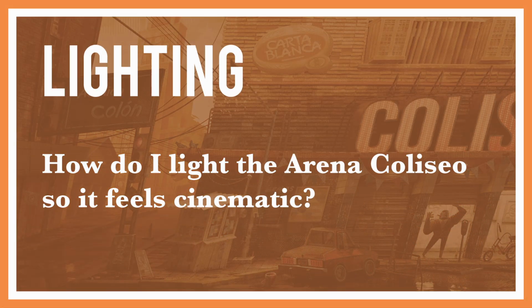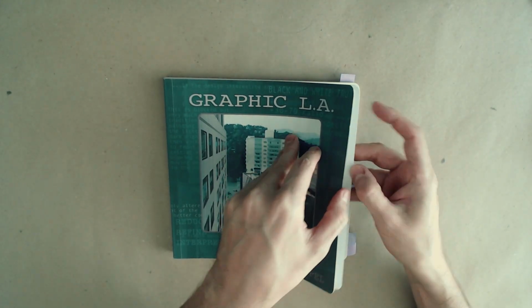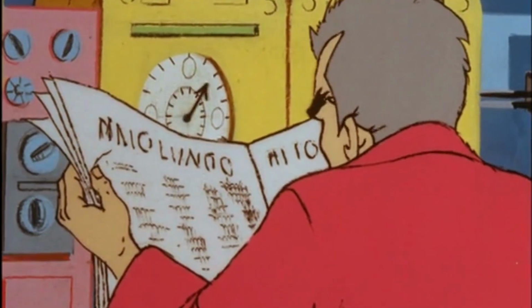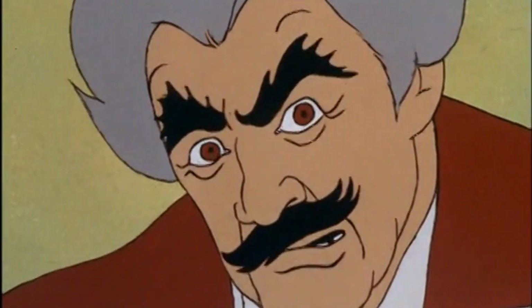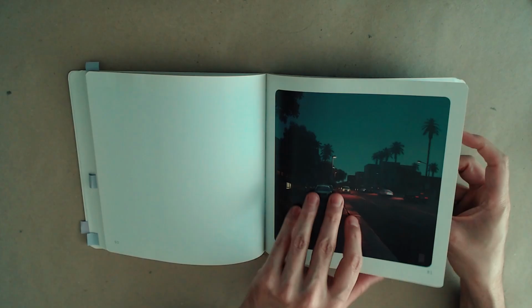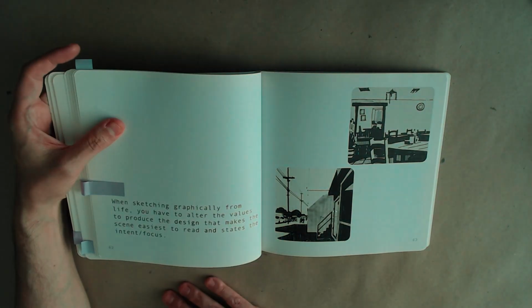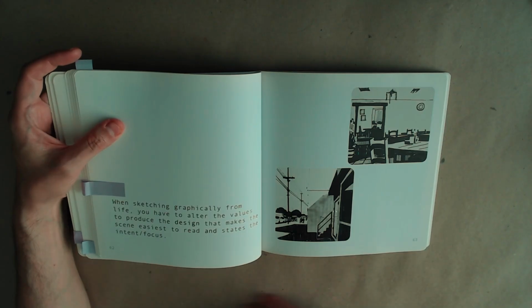Lighting. How do I light the Arena Coliseo so it feels cinematic? The first thing I did was go back to a book I really love, Graphic LA by Rob Ruppel. It is a simple book, but it says something that really stuck with me. That visual clarity is more important than realism. That it's better to express an idea with fewer elements, but well organized. And that helped me to start thinking about light not as something realistic, but as something that helps me to communicate in a better way.